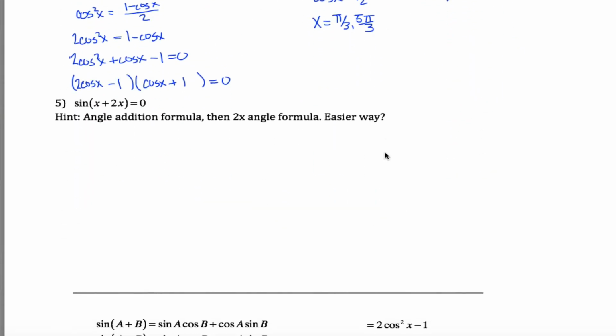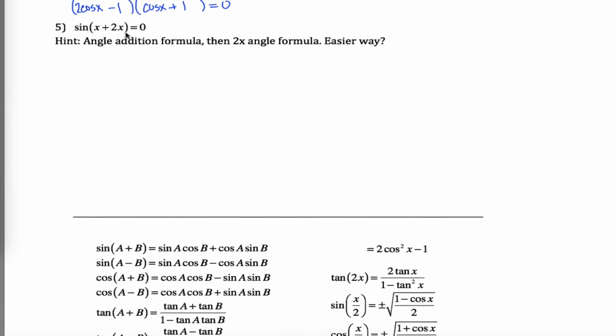Finally, the last one, sine of x plus 2x equals 0. A couple ways you can do this. The hard way to do it is to say, well, I'm adding up two angles, so I'll use my sine angle addition formula. That's this guy. It tells me that sine of x plus 2x is really just playing the role of a as x and playing the role of b as 2x. So I got sine of x cosine of 2x plus cosine of x sine of 2x.